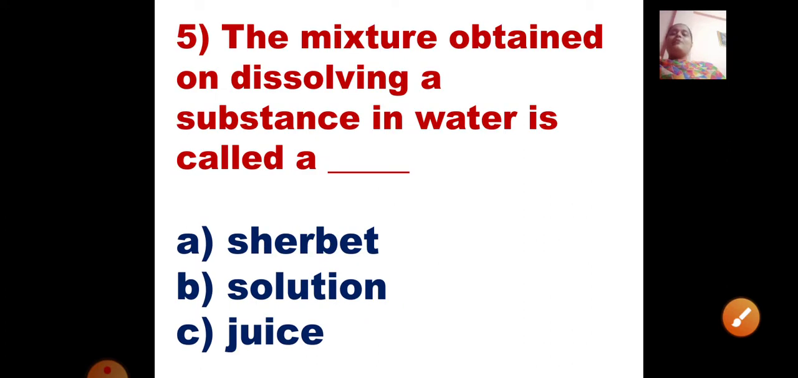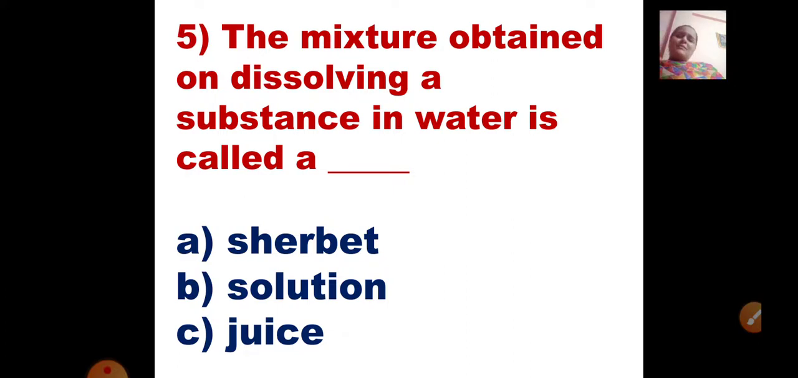Okay. Now look at the fifth one. The mixture obtained on dissolving a substance in water is called a dash. What is the mixture obtained when you dissolve a substance in water? Okay. A option is sharbat. Okay, that is juice. B option is solution, and C option juice. Sharbat and juice are one and the same, but what is it called?